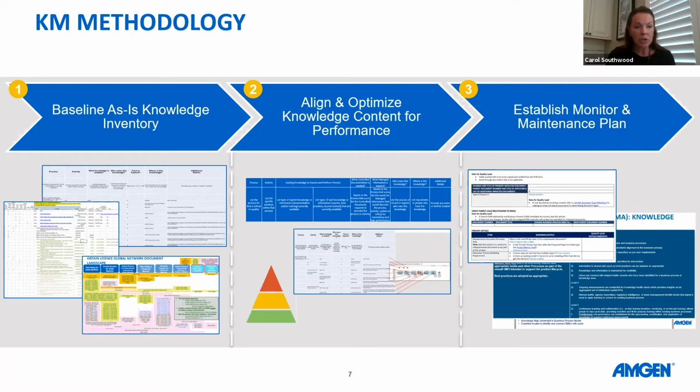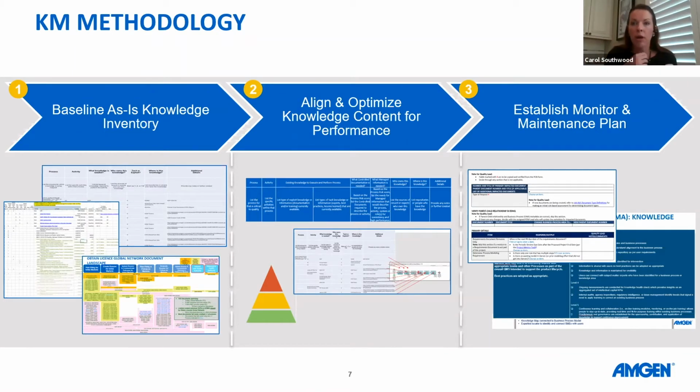But at a starting point, over to the left, we want to baseline our as-is knowledge inventory. So this begins to categorize the content types. Again, in the next slide, I'll talk about each of those tools. And then in the middle chevron, align and optimize knowledge content for performance. So this is where we want to look at that process architecture and our inventory and understand those connection points.